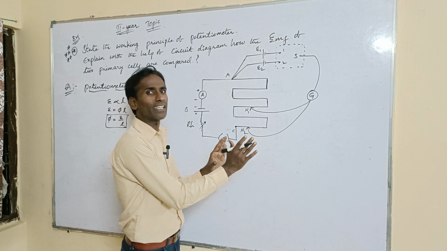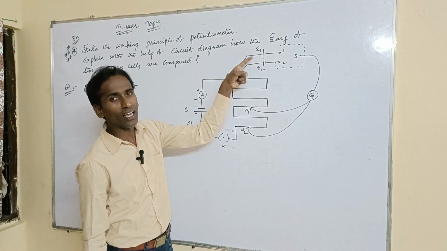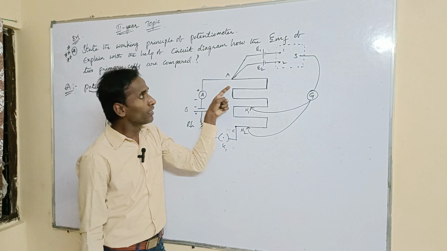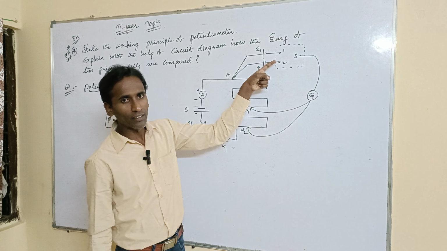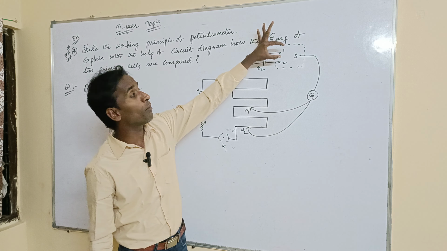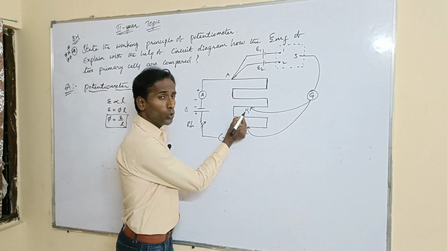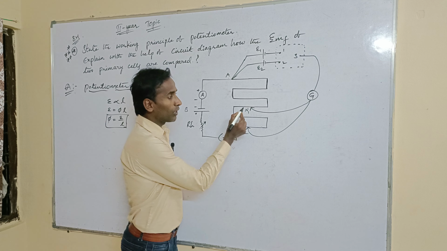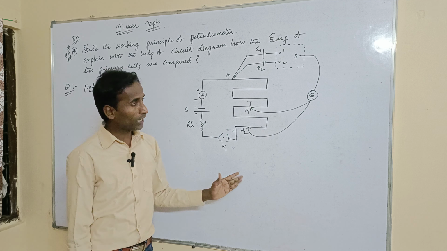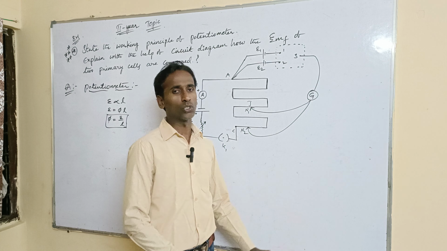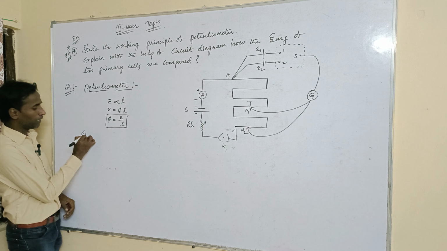And next, what is the secondary circuit? In the secondary circuit, two cells E1 and E2 have both terminals connected to the common terminal A. Next is a two-way key: 1 and 2 are the two keys, and for these two keys we have a common key, 3. It is connected to the galvanometer, and the galvanometer to the jockey J at N1, at N2. These are called the secondary circuit. And now, what is the explanation of this circuit?